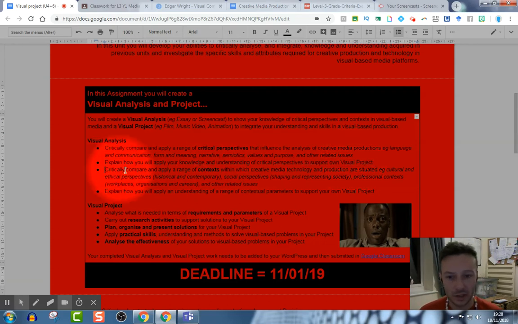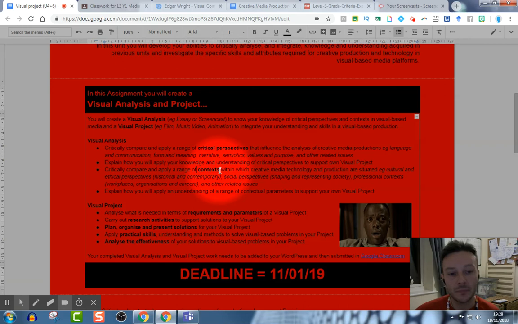I then want you to critically compare and apply a range of contexts. Now, contexts are when and where and why something is created. For example, if a film is created in 1950s Iran, chances are the context, the place, the time, the culture of that film being created is going to make it a very different film because of its context than a film created in 2019 in Hollywood, America. Context is all. It changes and shapes our perceptions and ideas about different visual media.